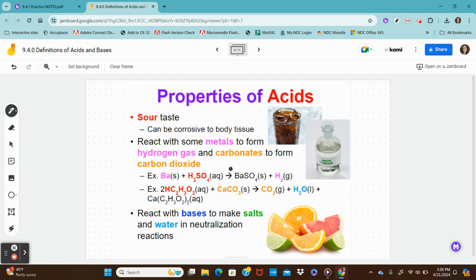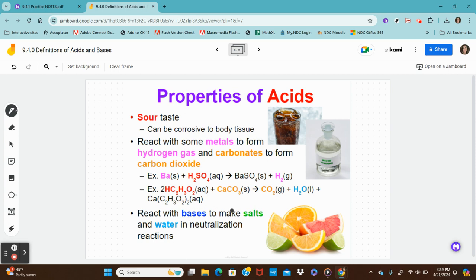When you react them with some metals, if you remember active metals, you will get some hydrogen gas being formed. If you react them with carbonates, you'll get carbon dioxide. So for example, barium and sulfuric acid, this is hydrogen sulfate or sulfuric acid. When you react, what happens is barium displaces, these are single replacement reactions actually. It's going to displace or replace hydrogen, kick it out, and it's going to get together with the sulfate to become barium sulfate. This one is acetic acid. When it reacts with calcium carbonate, it's going to create carbon dioxide and water, and then it will also create a salt, calcium acetate.